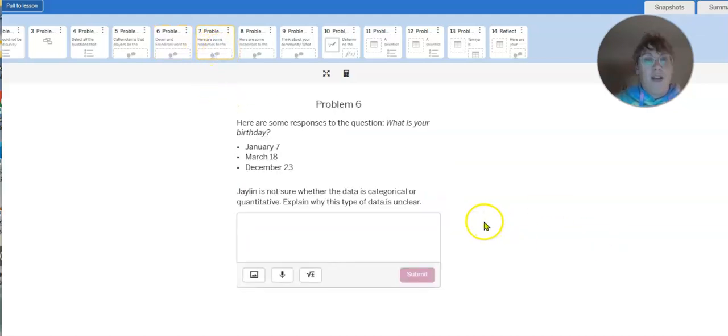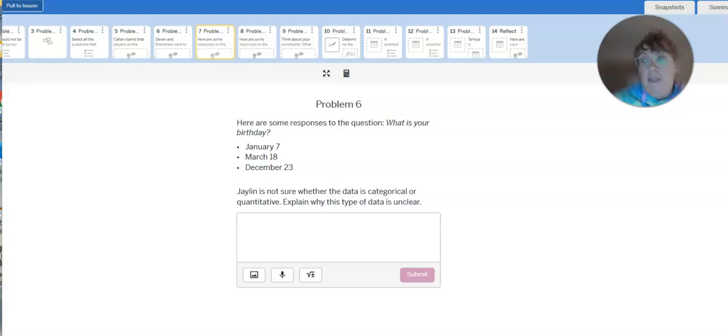Beautiful. The next slide says here are some responses to the question of what is your birthday? January 7th, March 18th, and December 23rd. And it says, Jalen is not sure if this is categorical or quantitative. Explain why this type of data is unclear.